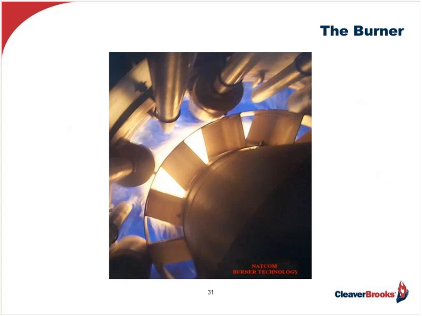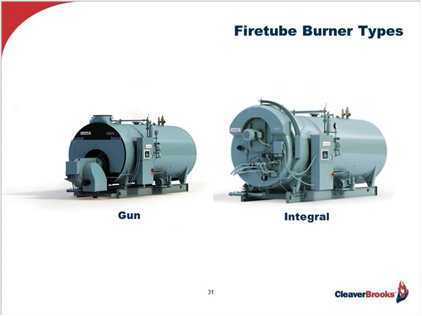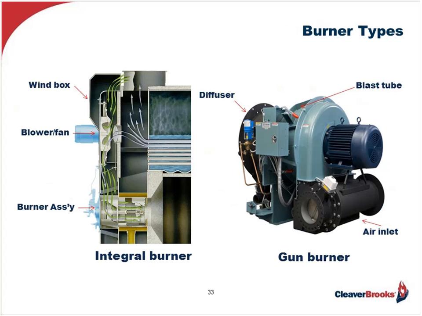Now, how about the burner? You will find both the integral burner as well as the gun type, both of which are shown on the screen now. The integral burner, shown as a cutaway on the left, is a complete unit, including a pressurized wind box, blower fan assembly, and a burner assembly, all integrally packaged together and mounted on the front of the pressure vessel.